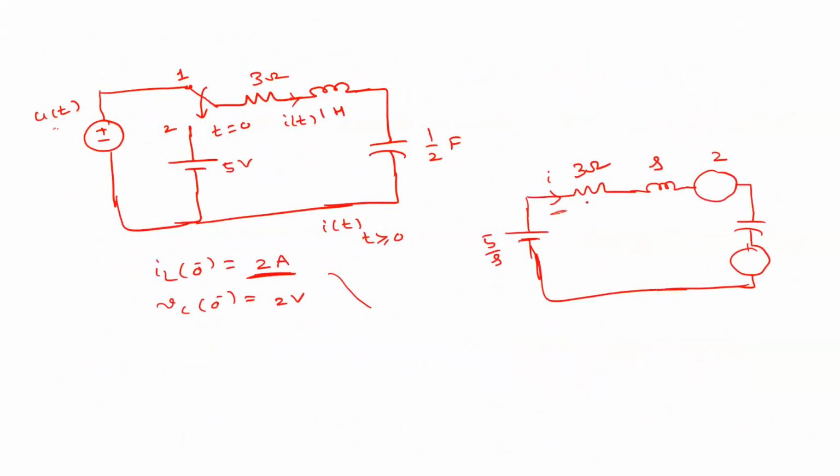Yeah. So this is minus plus, so its value is 2. So for the capacitor, it will be 1 by SC, right? What is 1 by SC? It is 2 by S. Agree?